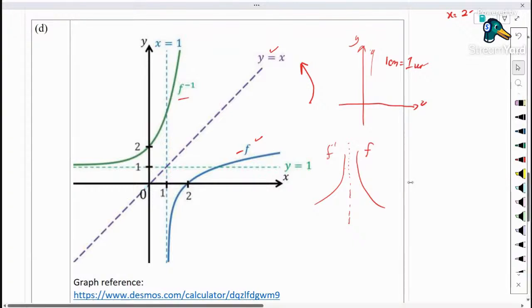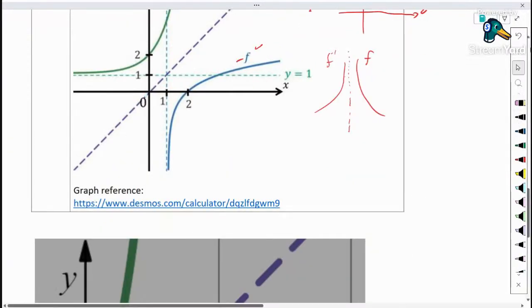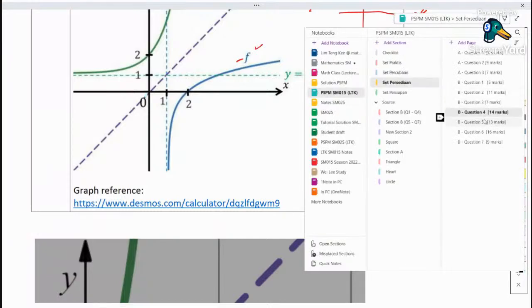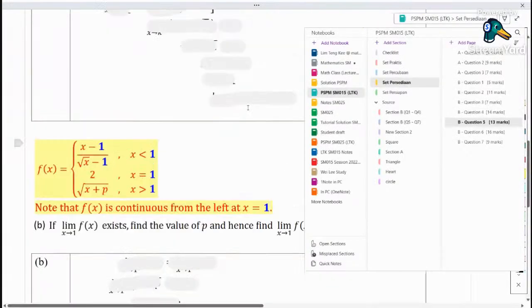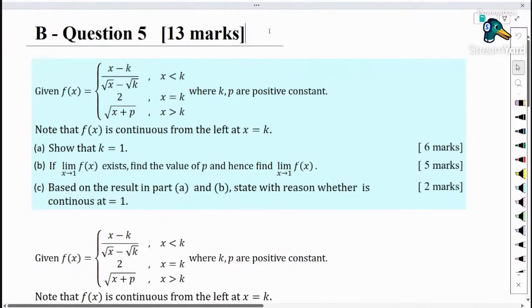Okay, go on. So next, we go on to the next question. Question number 5, dealing with chapter 8 as well, on limits and continuity. Now let's see what you have in the question. You're given the function f(x) defined as a piecewise function with 3 different intervals. K and P are positive constants.